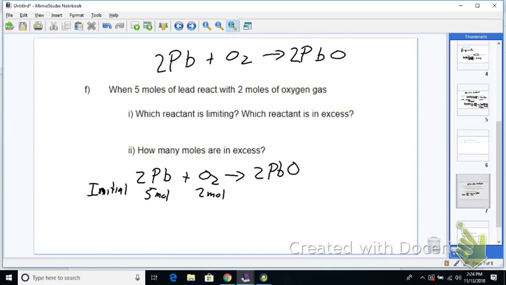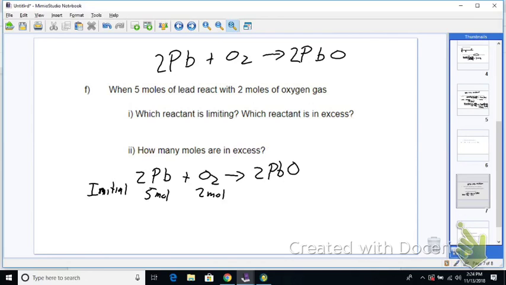Now, some of you are really good with ratios, and right away you're going to be able to pick out the one that's going to run out. So you have 5 moles of lead and 2 moles of oxygen, and you ask yourself, which one of these is probably going to run out first? Because one of them is going to run out, and you're going to have extra of the other. So how many think lead's going to run out? Raise your hand. How many think oxygen's going to run out? Raise your hand. Okay, cool. Got a lot. That's good.